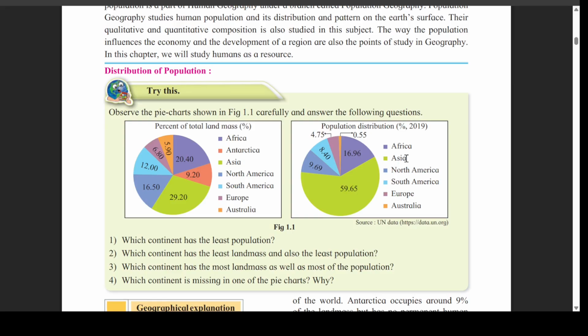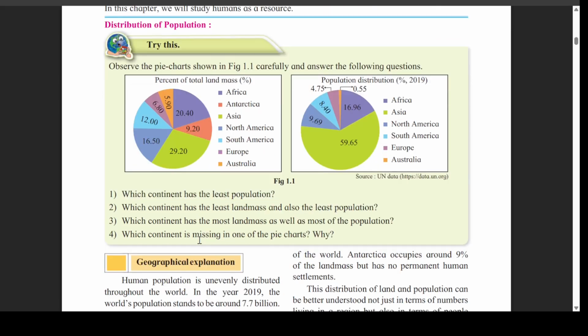59.65% Asia, 16.96% Africa, 0.55% Australia, and 4.75% Europe, 8.40% South America, 9.69% North America. Which continent has the least population?